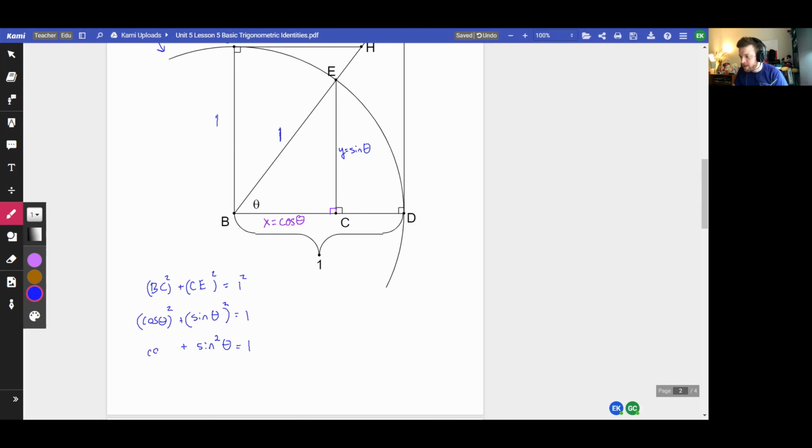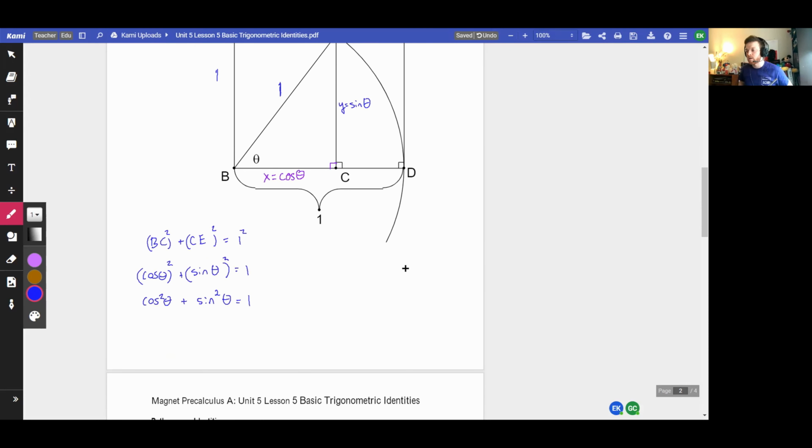Fantastic. Boom. And I think regardless of the value of theta, it's a right triangle, right? So regardless of the value of theta, cosine squared plus sine squared equals 1. Is that an identity? That is an identity. Regardless of the value that you plug into theta, that equation is going to be true.